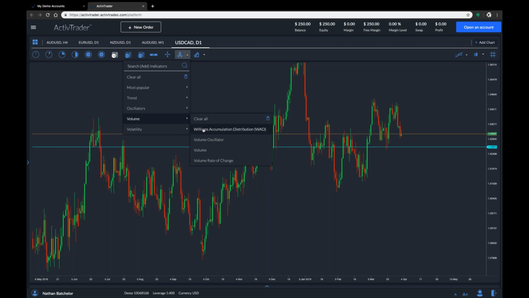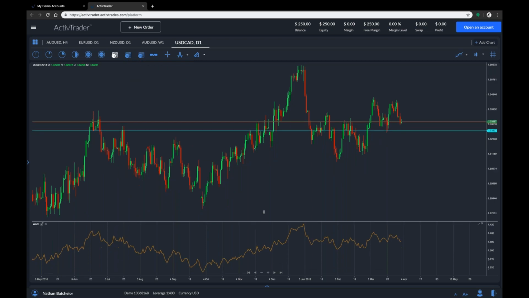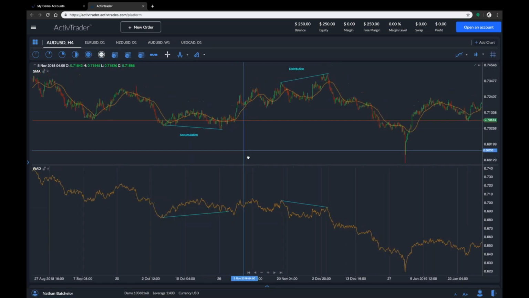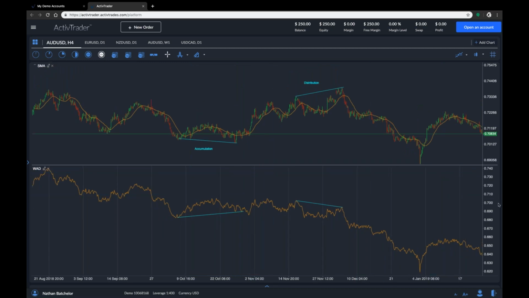Yep. So now we've got the Williams accumulation distribution indicator. I'm just going to briefly run you through the best ways to incorporate this indicator in your trading. The Williams accumulation distribution indicator was created by Larry Williams, and the WAD indicator is traded on divergences in the market. So for example, when price is making a new high and the indicator fails to exceed its previous high, distribution is taking place. So we've got a clear price divergence there, and when price makes a new low, and the WAD indicator fails to make a new low, accumulation is occurring.